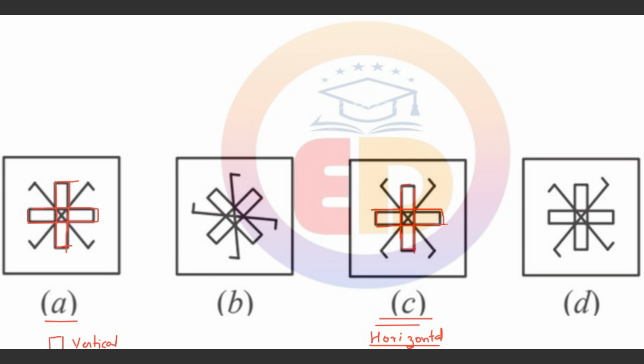In the figure D again, we have a horizontal rectangle and a vertical rectangle. But if you look at the figure B, we don't have a horizontal or a vertical rectangle. They have changed their position. They are in the shape of a cross. So option number B here will be our answer.